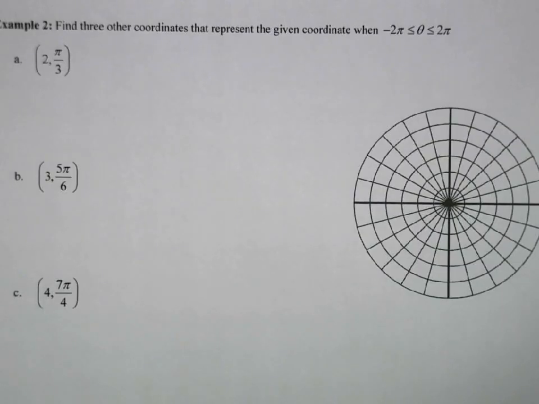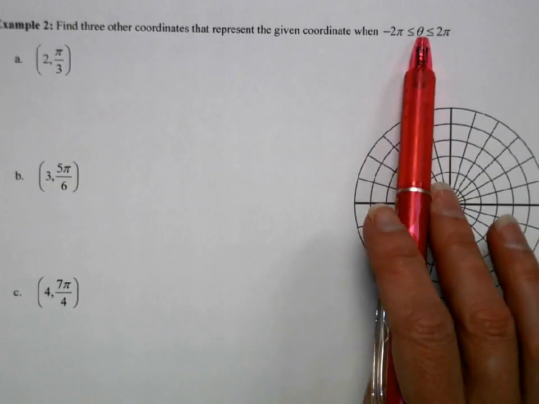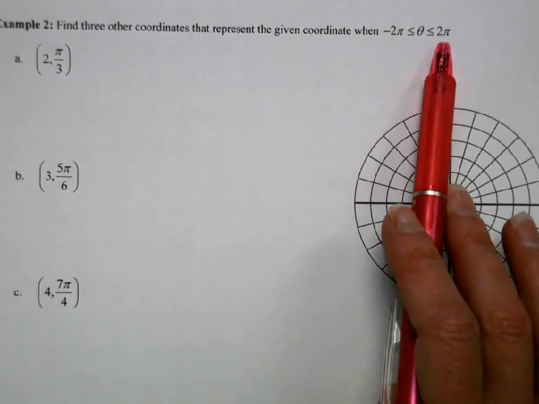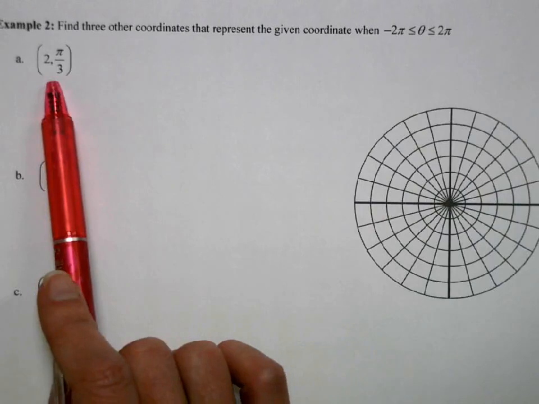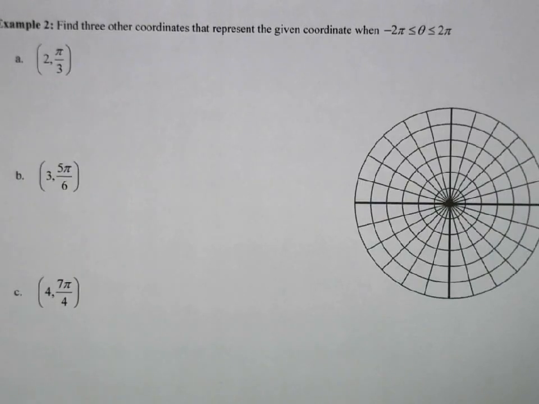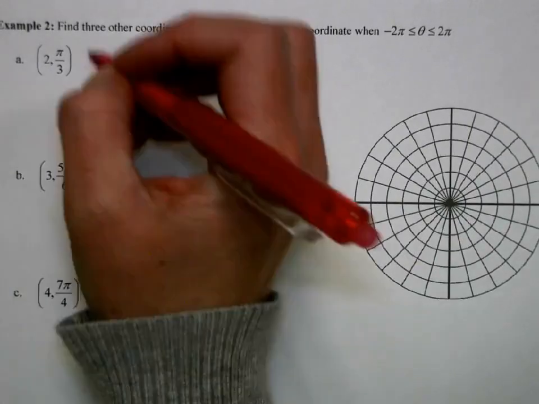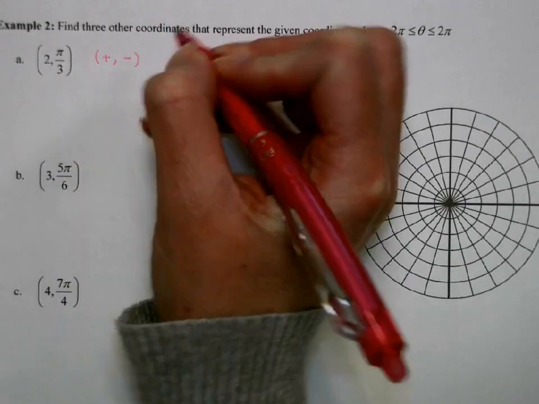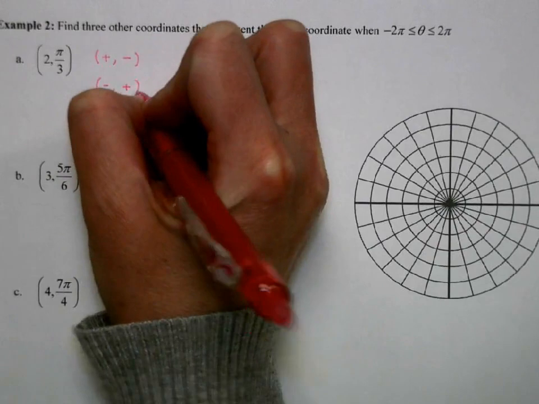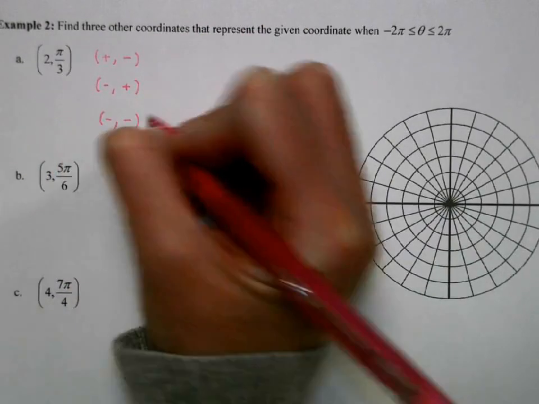So our next task is we're going to find 3 other coordinates that represent the given coordinate with a restriction that our theta needs to be between -2 pi and 2 pi. And part of that, we could just take this, add 2 pi again, add 2 pi again. There's 3 other coordinates. But we're going to be a little bit more thoughtful. So to do this, we have a positive, so I'm going to find my 3 other coordinates as a combination of a positive, negative, a negative, positive, and then a negative, negative.